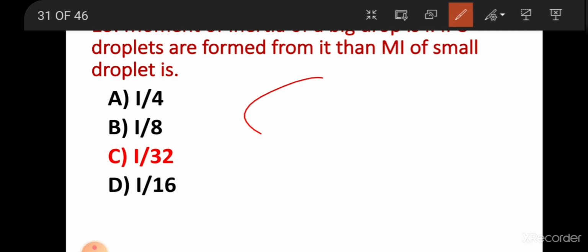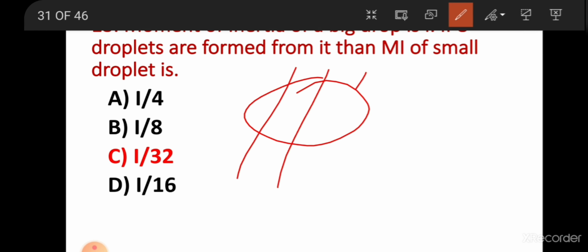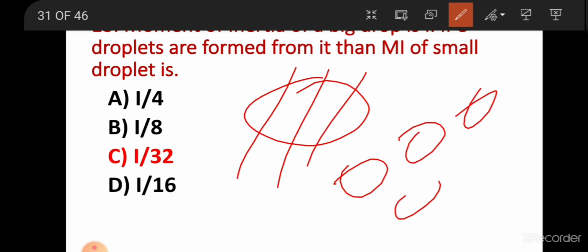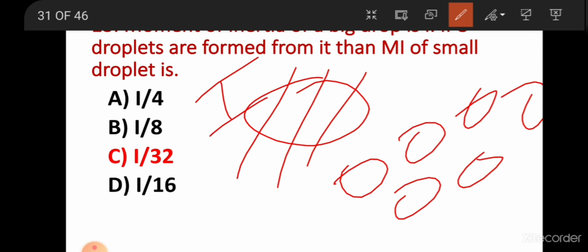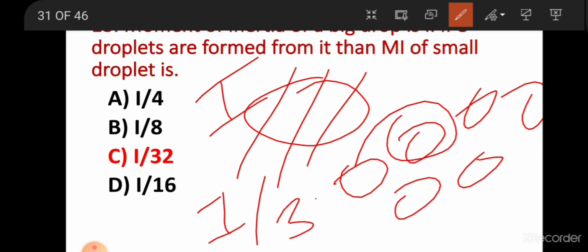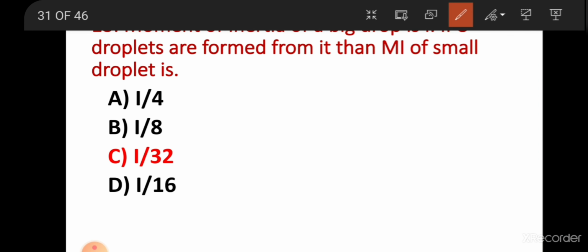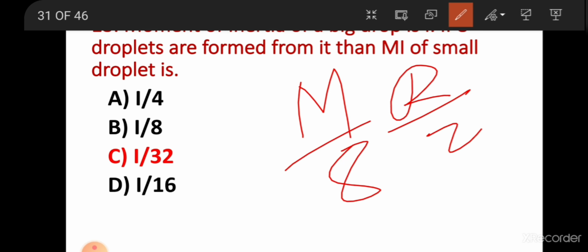If a big drop is converted into 8 small drops, the original moment of inertia is I, and the final moment of inertia of each drop will be I by 32. The mass will be 8 times less and the radius will be 2 times less. On solving this, we get I by 32.